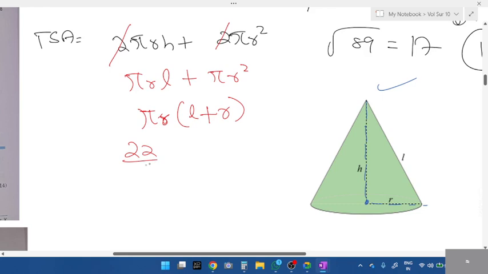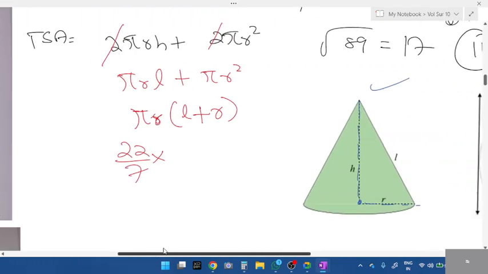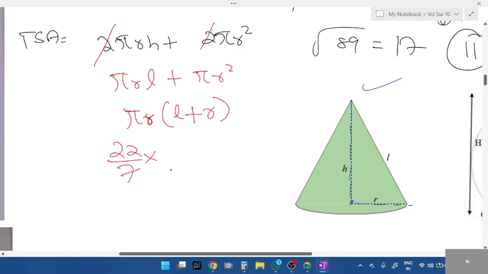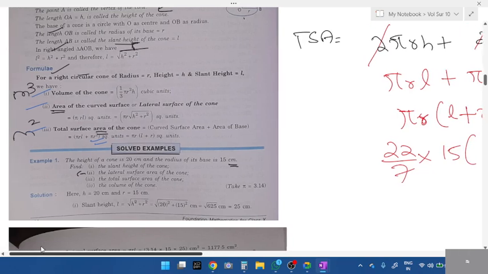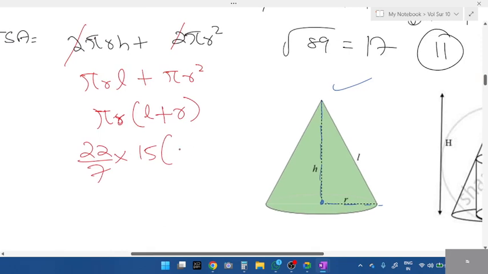So pi is equal to 22 by 7. What was r value, students? What was the r value we got? 15. See, again, 22 by 7 you can't reduce it. Okay, let us check. R is 15. L plus r, how much is L? L was 25. 25 plus 15. How much is 25 plus 15? 40, right? Yeah, you can cancel 22 by 7. So what should I take as pi value, students?